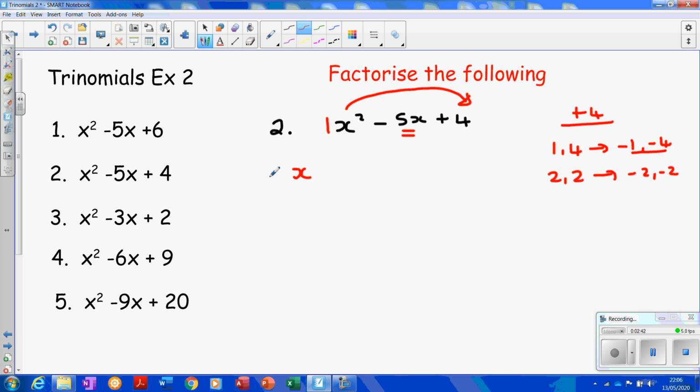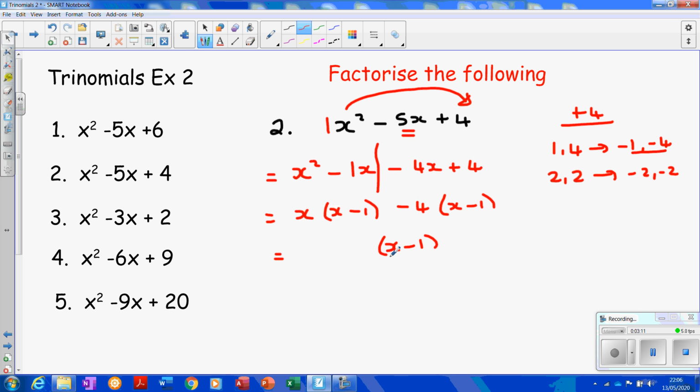So I've got x squared, and that becomes minus 1x minus 4x plus 4. Split the list down the middle, take the common factor out of the first half as x bracket x minus 1. I'm going to write down that x minus 1 because I know that's what the second bracket has got to be. What do I multiply x by to get minus 4x? It's minus 4. So therefore, we've got repeated bracket is x minus 1, and the other bracket is x minus 4.